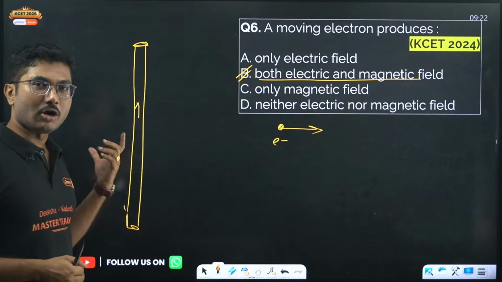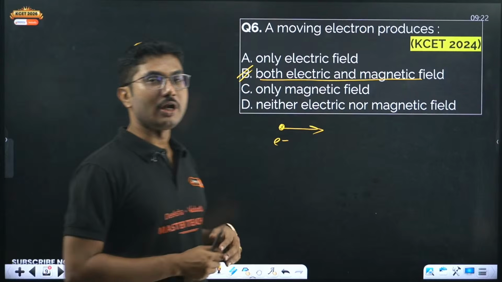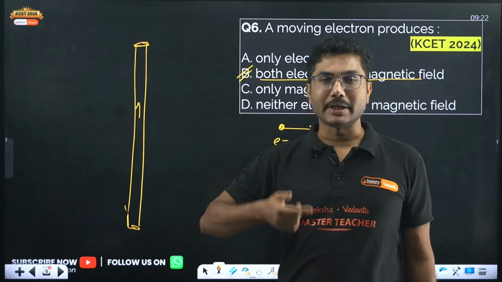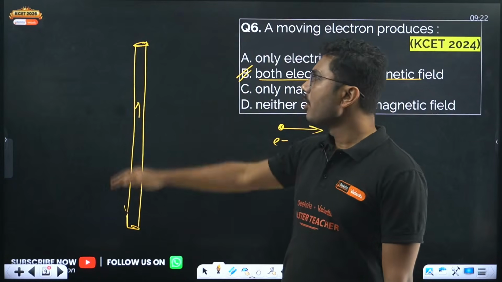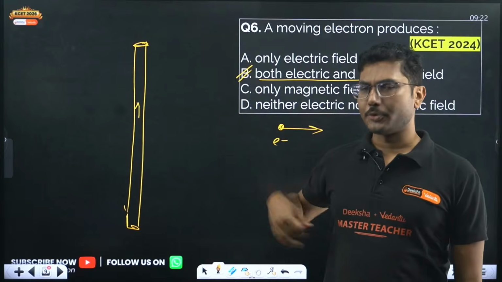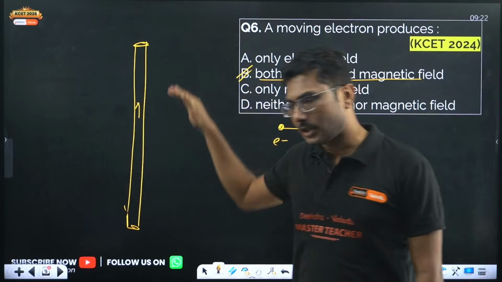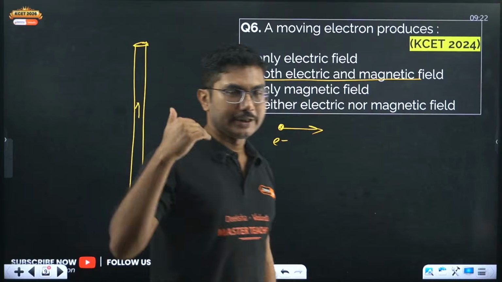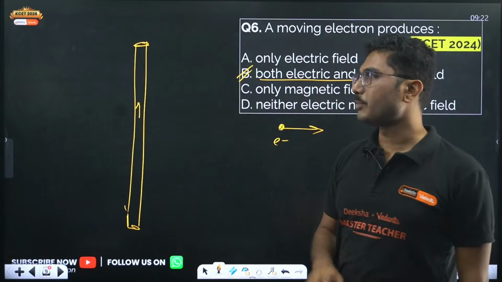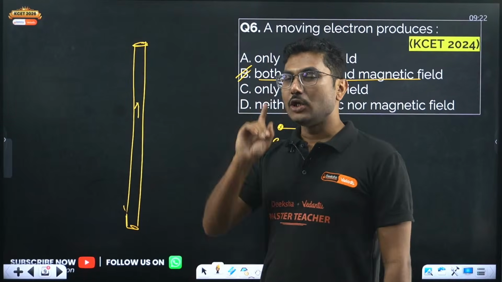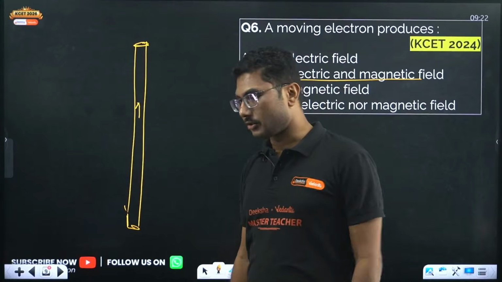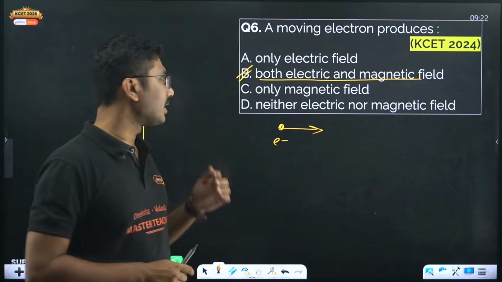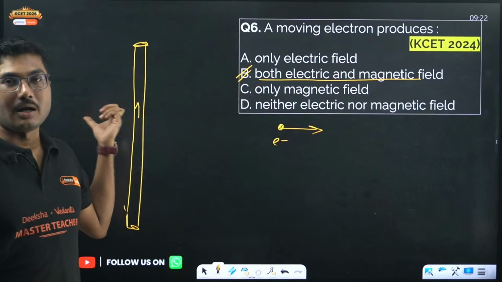Charges are not being created over here. Charges are only shown a particular direction. Current will pass from higher potential to lower potential, while the electron moves from lower potential to higher potential. So basically you are showing a direction to the electron, but otherwise the conductor remains neutral, and because of that it does not produce any electric field.